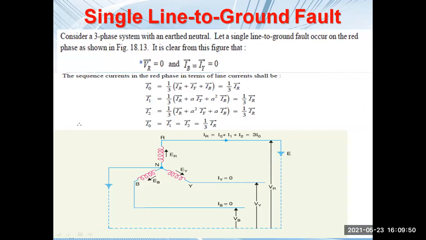Now let us consider that a single line to ground fault has occurred. Let us consider a system where a single line to ground fault has occurred, and we need to calculate the fault current. We'll see how to do this. I will first draw the diagram so that it will be clear for you.